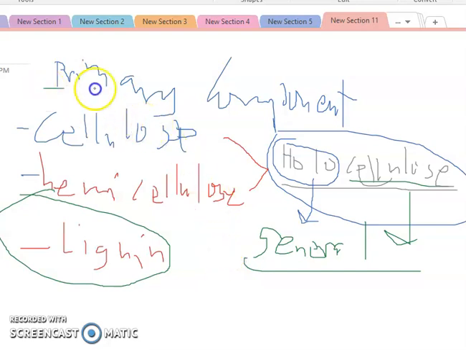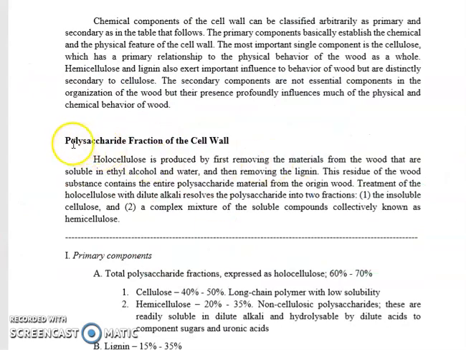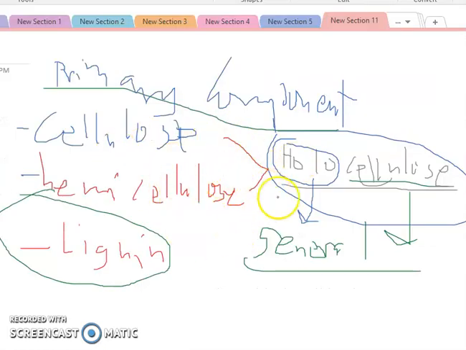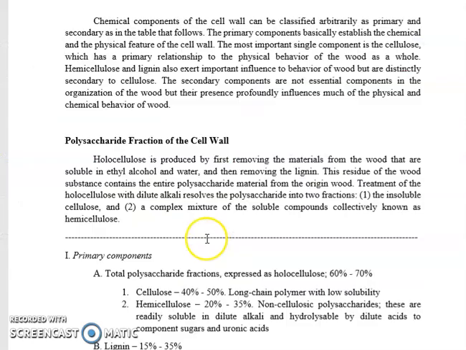Okay, again, when you hear the word polysaccharide, poly means many, saccharide means sugar. So we talked about the sugar components, the sugar units in the fraction of the cell wall. Now we look at the three main primary components of the cell wall: cellulose and hemicellulose, which are collectively called holocellulose, while lignin is a separate entity.